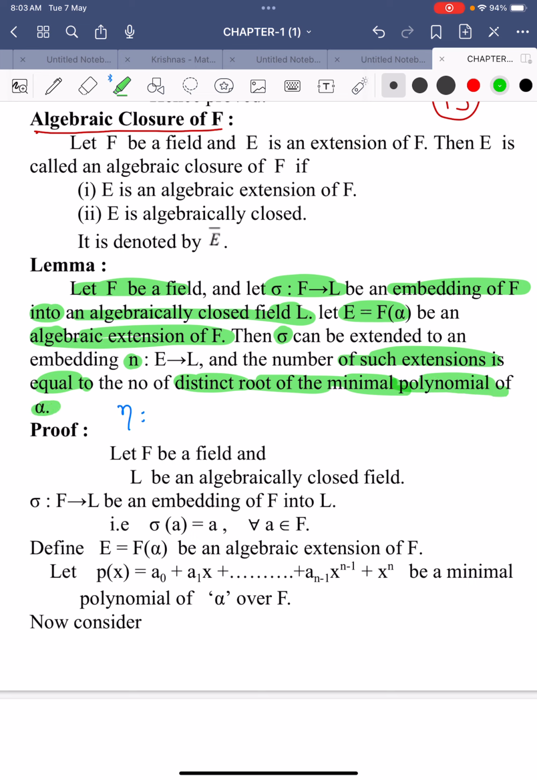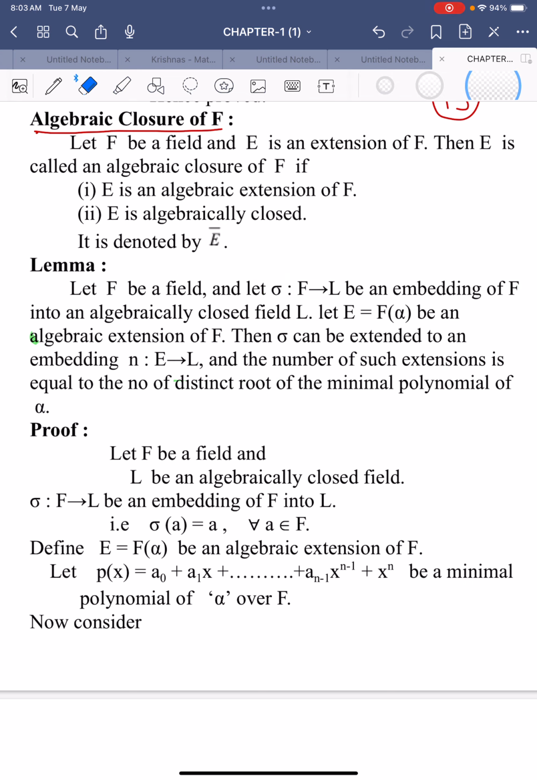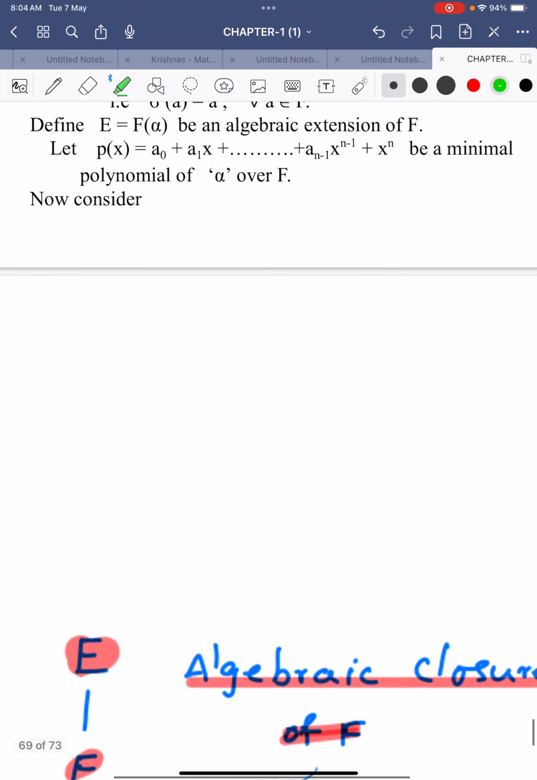I repeat the statement. Understand the statement, then it is very easy and simple to prove this. Let capital F be a field and sigma maps F into L be an embedding of F into an algebraically closed field L. Define E equals F of alpha, an algebraic extension of F. Then sigma can be extended to another embedding of E into L, and the number of such extensions is equal to the number of distinct roots of the minimal polynomial satisfied by alpha. Alright, we prove this theorem.